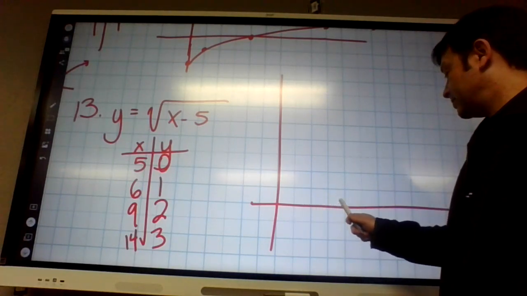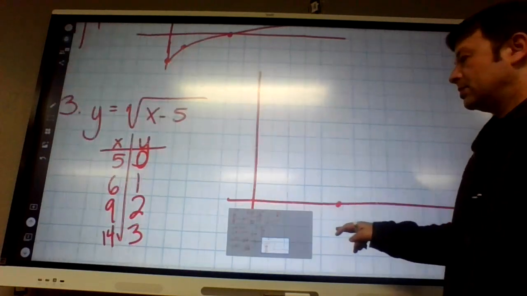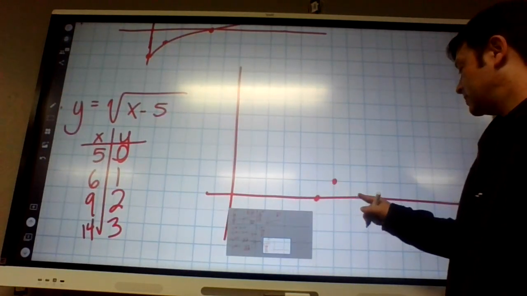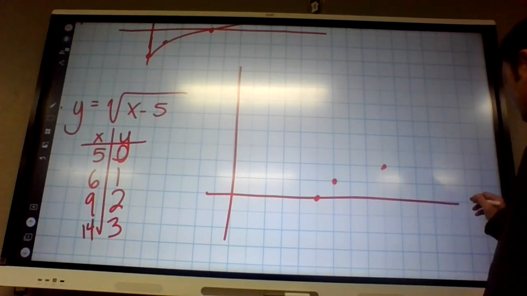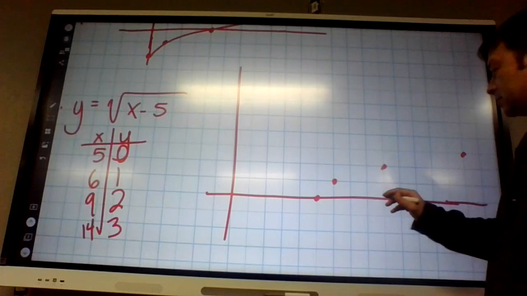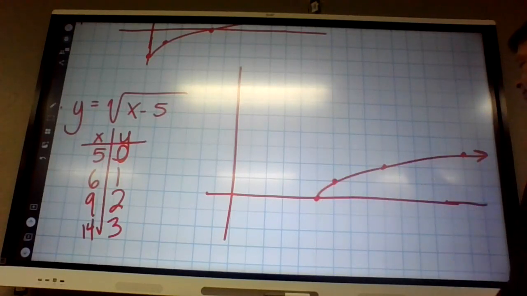Starts at 5, 0. 6, 1. 9, 2. Now, if you struggle finding the numbers that work well, you can plug in whatever and get decimals. It's just these numbers are easier to graph.